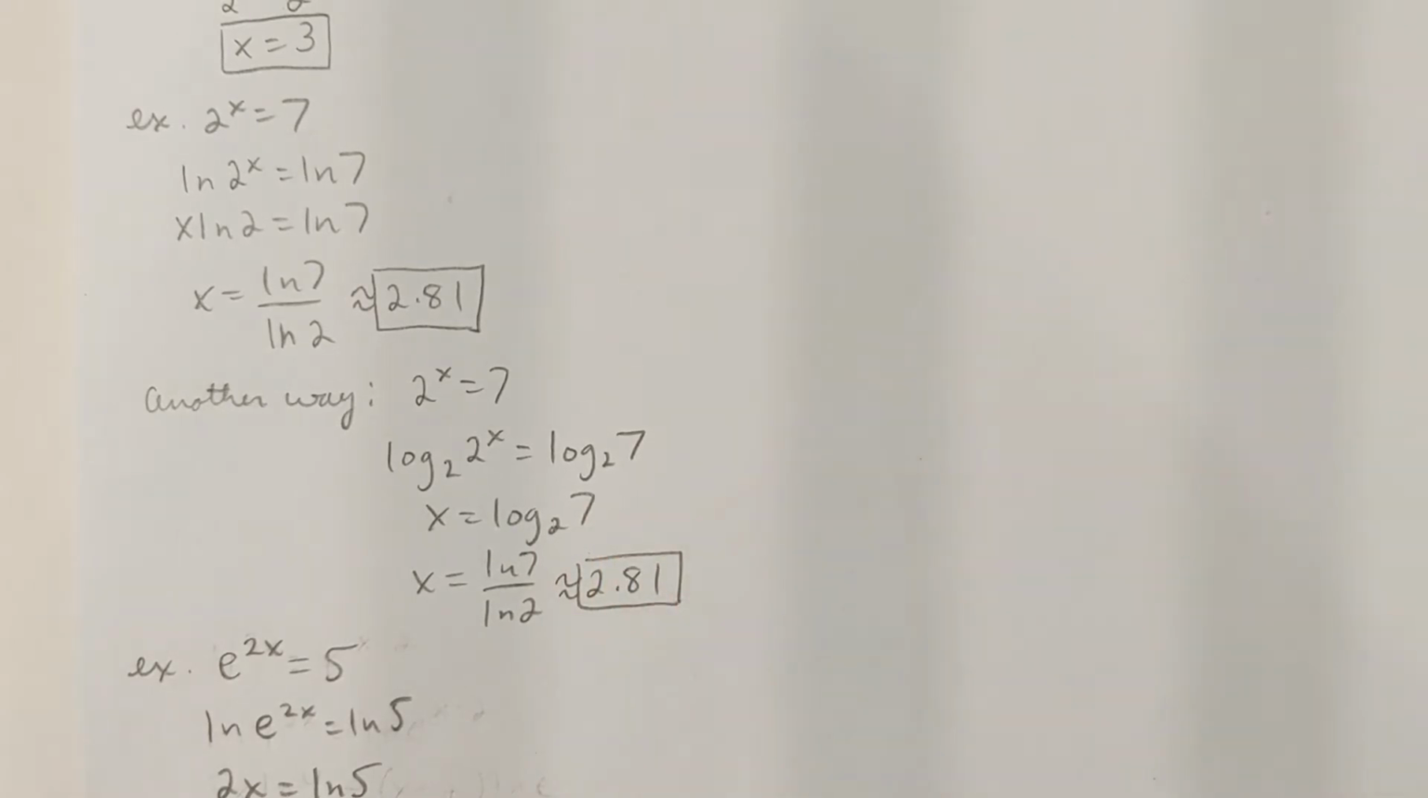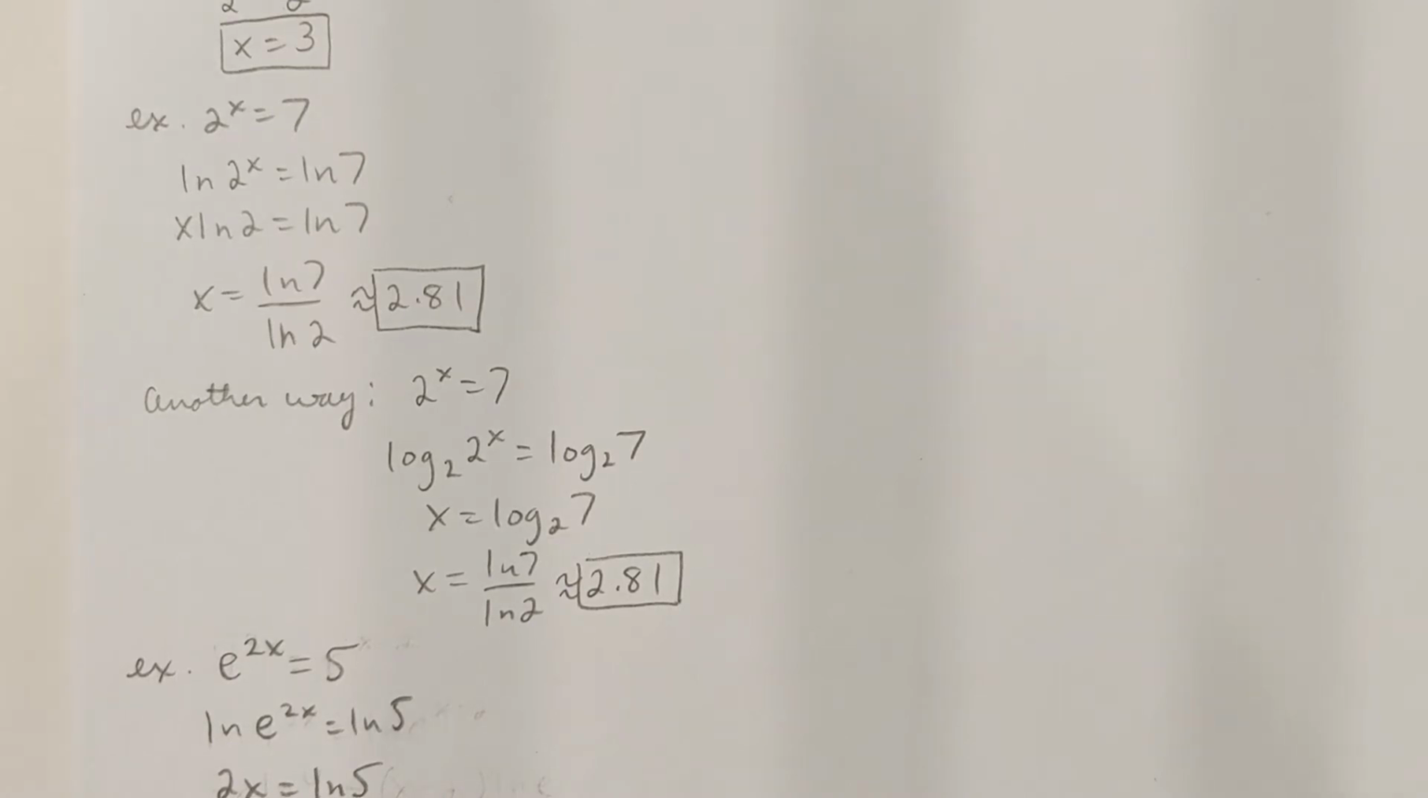Now, log base 2 of 7, that would be the exact answer. But if I wanted to know what that would look like in a decimal form, I would have to change the base, right? Because on my calculator, I don't have a log base 2 button. I've got an ln button and I've got a log button, but I can't do other bases. Most calculators don't have that option available.